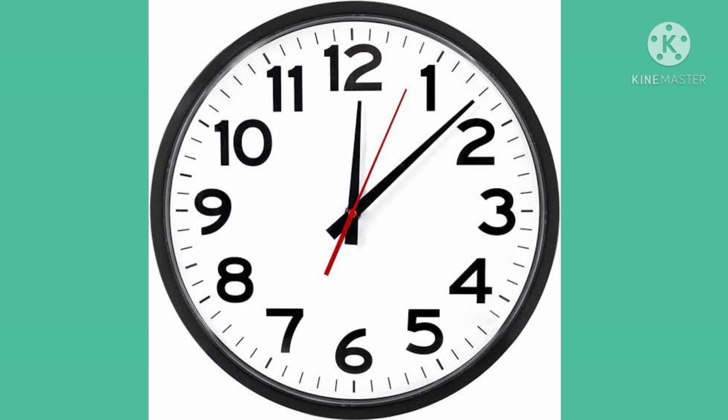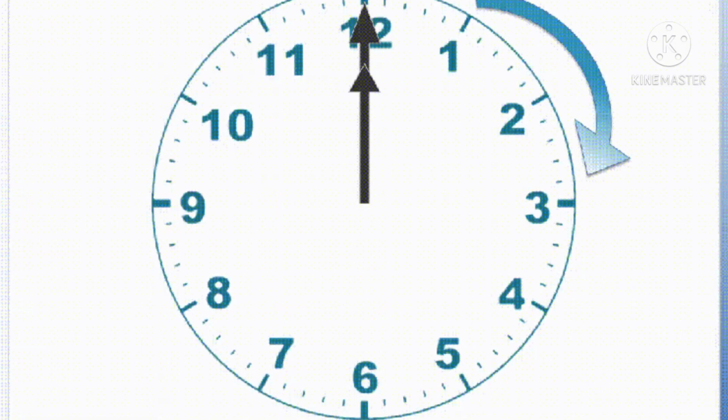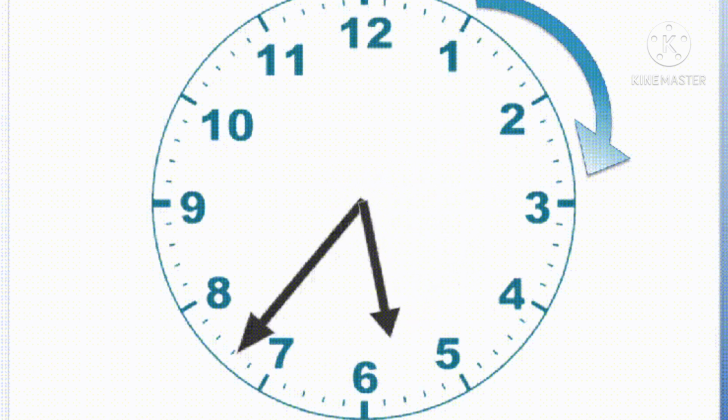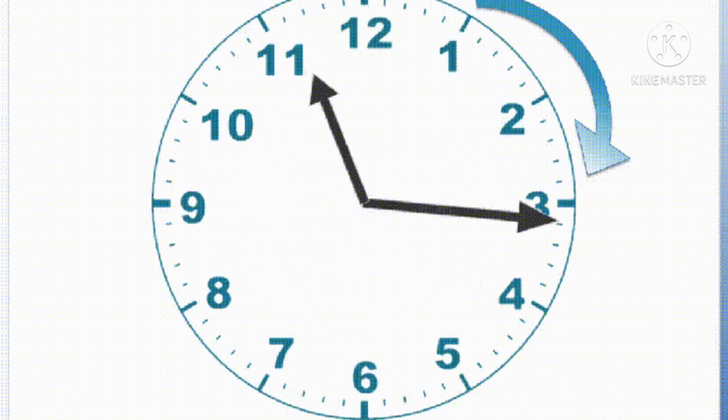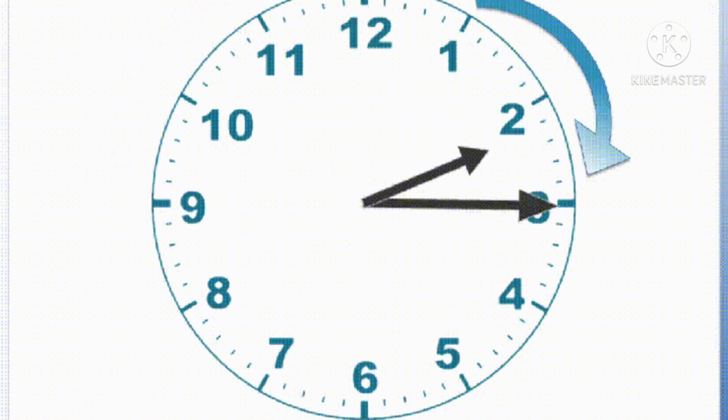Time is measured with the help of a clock. We know, children, that the face of a clock has 12 numbers. A clock usually has two hands, the hour hand and the minute hand. The short hand is the hour hand and the long hand is the minute hand. Also, we know that the hour hand takes 12 hours to complete one round. In one day, the hour hand moves around the clock twice. The minute hand takes 1 hour to complete one round.